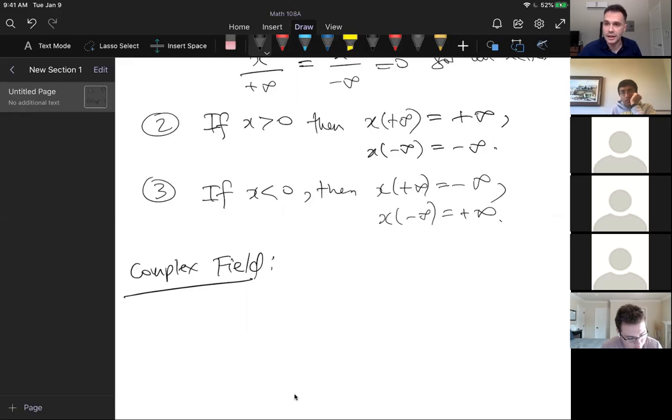It's definitely fine to write this for x real, for x being plus or minus infinity. I think it should be fine. The real issues occur when you try to divide infinity by infinity. Those are the sort of things that you need to be careful about.